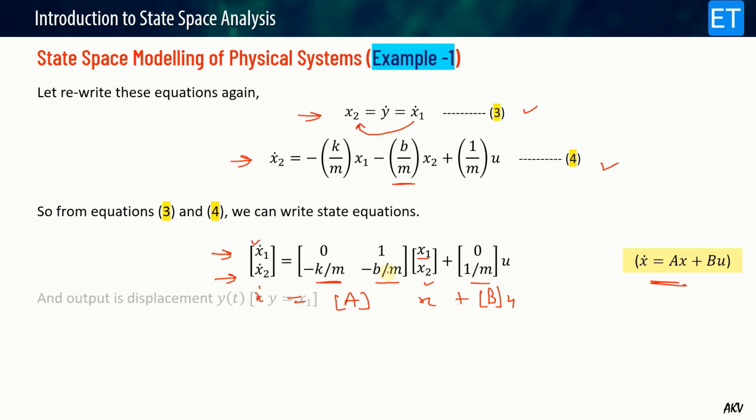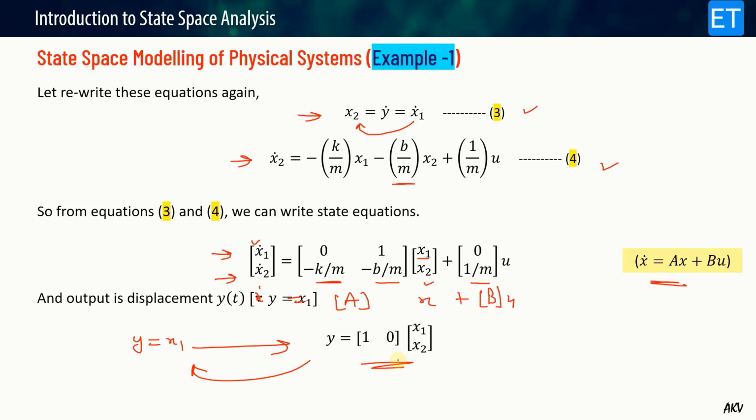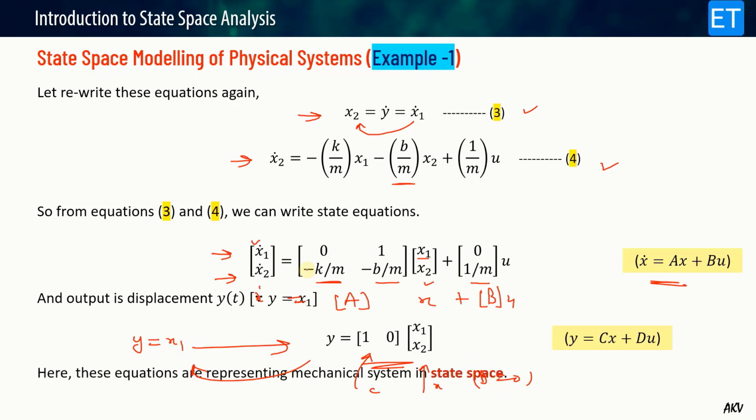Now let me write the output equation. So output equation can be simply written because I have already considered y equal to x1. So this equation is represented by this matrix multiplication. So y equal to simply x1. 1 is multiplied with x1, 0 multiplied with x2. So that is representing the same thing, y equal to x1. So this is my second equation, y equal to Cx plus Du. So this is my C matrix. Okay, and this is x and D is not here. So obviously D is 0 in this case. So this is how you can see that these two equations actually representing my mechanical system in the state space.